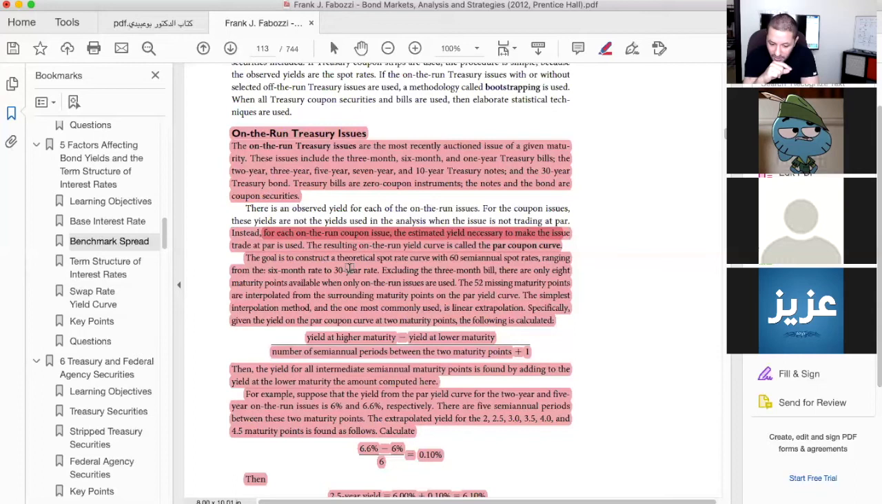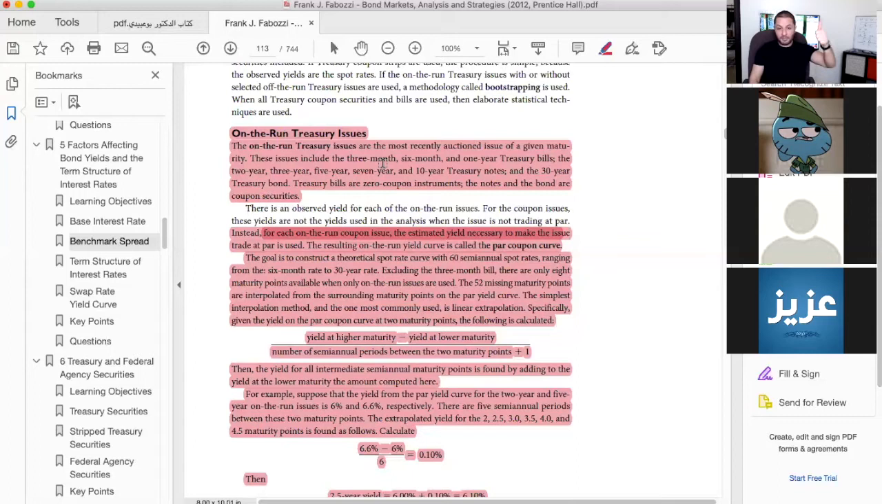The on-the-run treasury issues are generally for these maturities. They are for 3 months, 6 months, 1 year treasury bills. Then we have 2 year, 3 year, 5 year, and 7 year, and then 10 year treasury notes, and we have a 30-year treasury bond. These are the only debt securities issued by the government in the U.S. At least we have three types of treasury bills: 3 month, 6 month, 1 year.